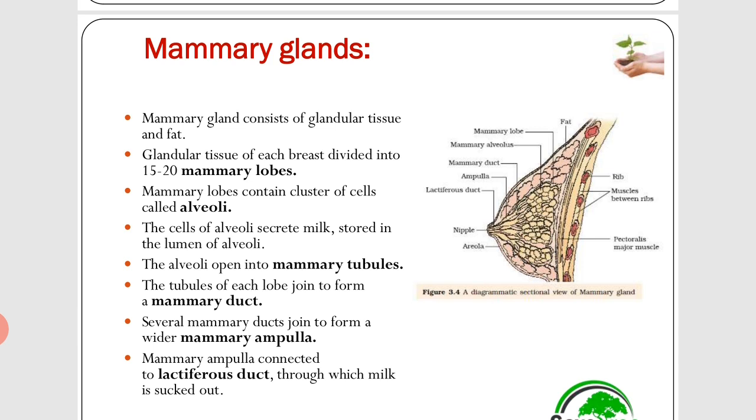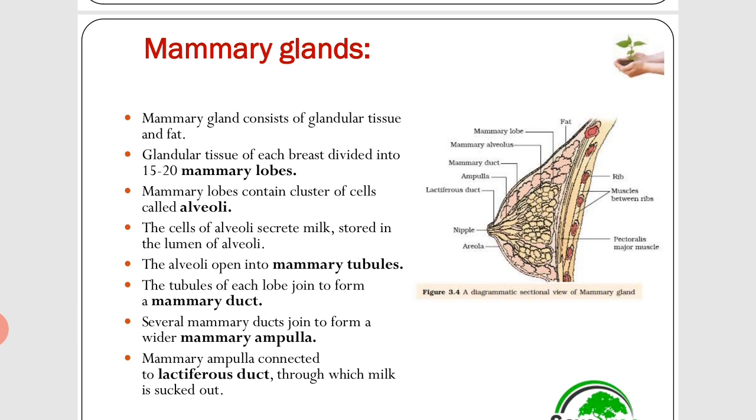So you can say the mammary gland is made up of mammary lobes, which contain alveoli. Alveoli join together to form mammary tubules. Mammary tubules join together to form the mammary duct, and the mammary ducts join to form the mammary ampulla, which is connected to the lactiferous duct, through which the milk will be sucked out.